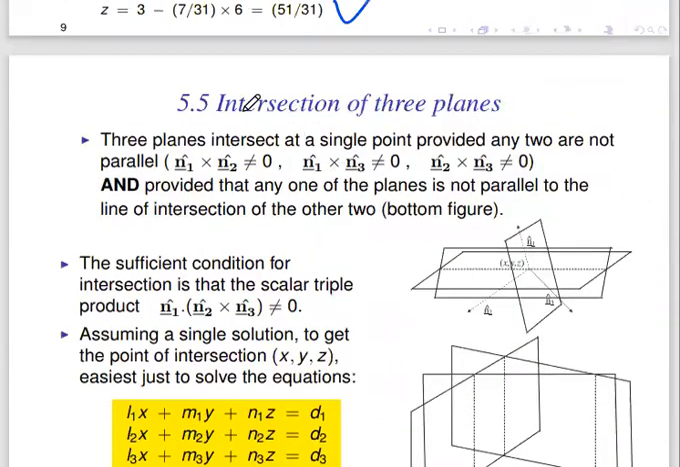And the other one is the intersection of three planes. You are given the equations of three planes. Then you can find the normal vectors.